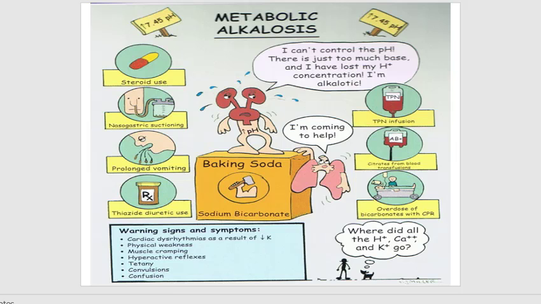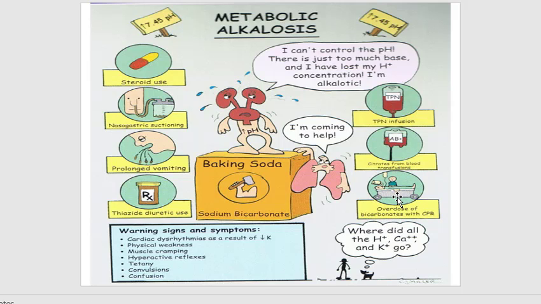And then we have metabolic alkalosis. Okay, so this is things like the vomiting and the diuretics and the NG suctioning, things that are making you lose your acid, okay? Another thing is if you see this little guy down here, overdose of bicarb with CPR.